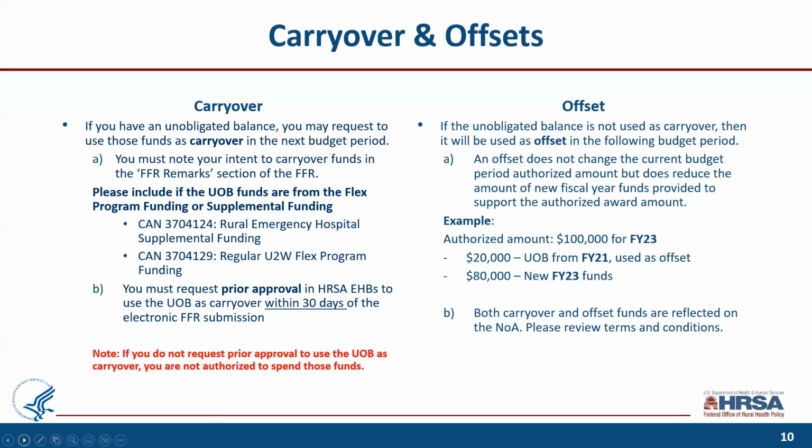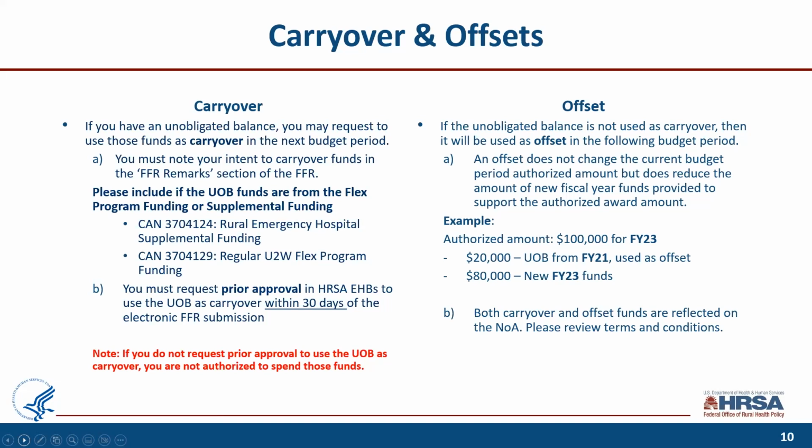Offsets. If the unobligated balance is not used as carryover, then it will be used as offset in the following budget period. The offset does not change the current budget period's authorizing amount, but it does reduce the amount of new fiscal year funds provided to authorize the award amount.